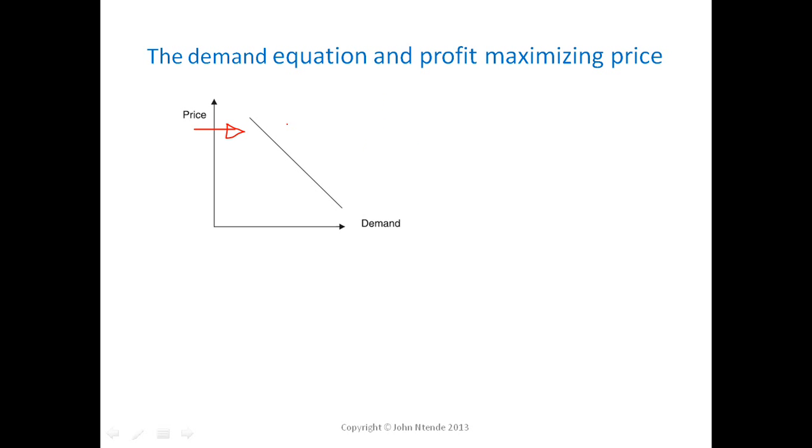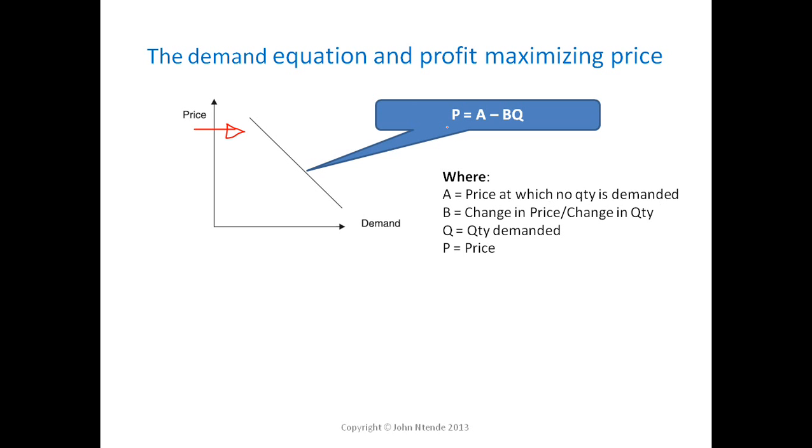So the demand equation is given as P is equal to A minus BQ, where A is the price at which no quantity is demanded, B is the change in price over change in quantity, Q represents the quantity demanded, and P is the price. Now you don't have to memorize this. If you're sitting for your ACCA paper F5, this equation will be given as part of the exam formulae.